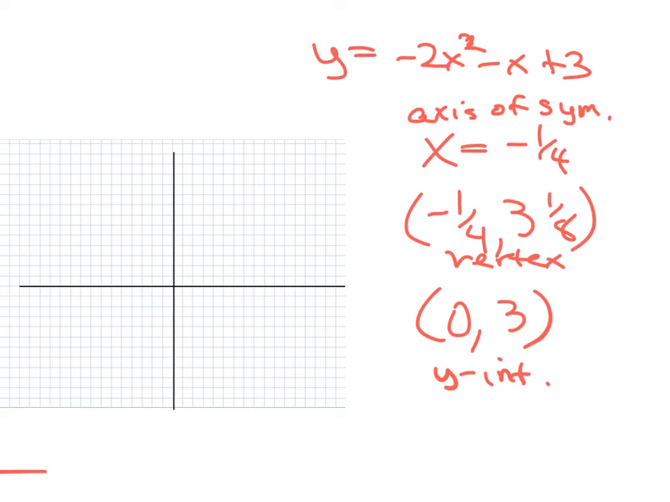So again, I'm going to approximate this. So negative 1/4, and then I'll go up to 3 1/8. So probably we could say negative 1/4 is here, and we'll say 3 1/8 right up here. My y-intercept is at (0, 3).